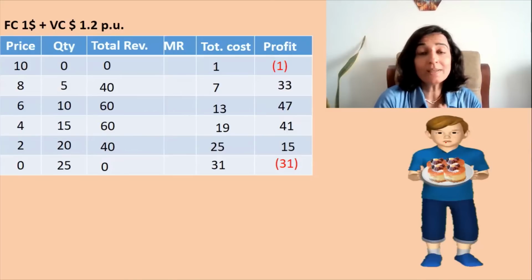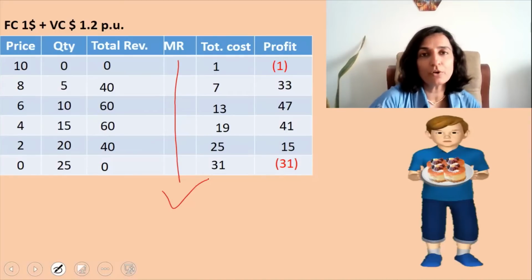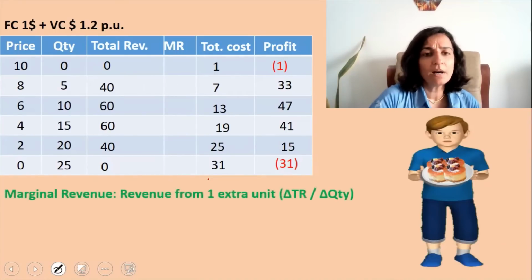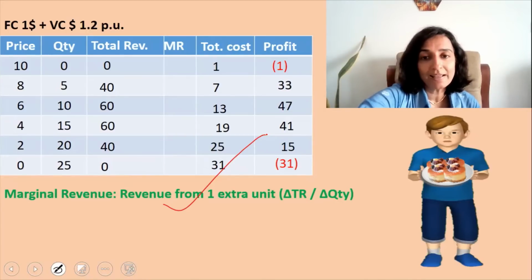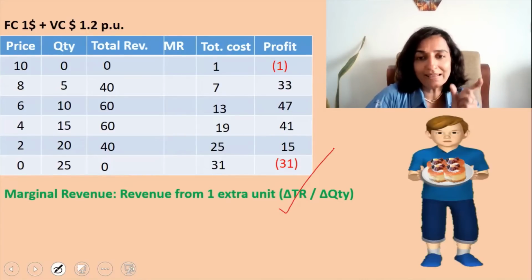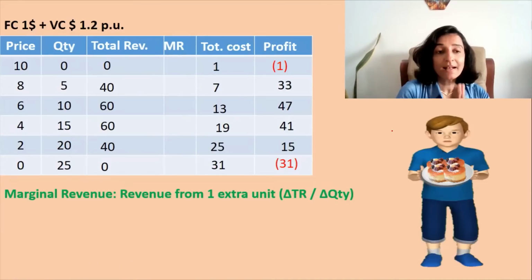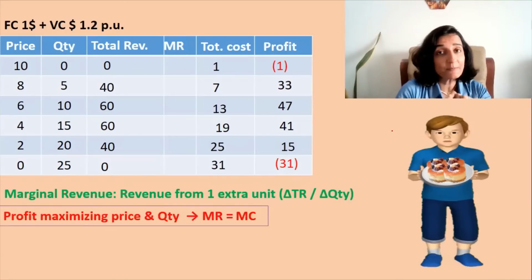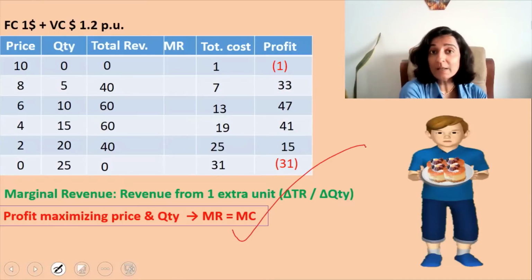Now, what we are planning to do is find the price quantity combination where the marginal revenue and the marginal cost are equal. So I have added one more column, that is the marginal revenue column. And what do you mean by marginal revenue? Marginal revenue is the revenue that you earn from one extra unit. So how do you find out? It's the change in total revenue indicated by delta TR divided by change in quantity. And we know that the profit maximizing price and quantity is where the marginal revenue is exactly equal to the marginal cost. So first we will calculate marginal revenue.